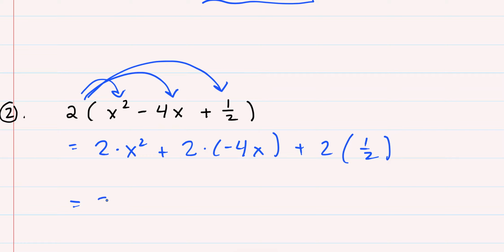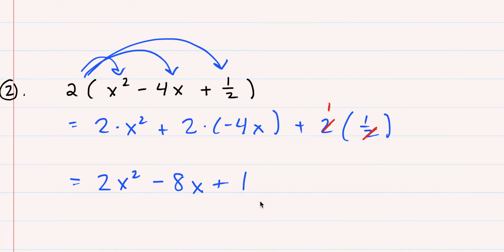So let's simplify this. This is 2x squared. 2 and a negative 4 make a negative 8. You can put plus a negative 8 or just minus 8. It's the same thing. And then 2 times a half. Well, 2 goes into 2 one time, so we get 1 times 1, which is just 1. 2 divided by 2 is 1. So that's another way you can think of it. We're done with that problem.